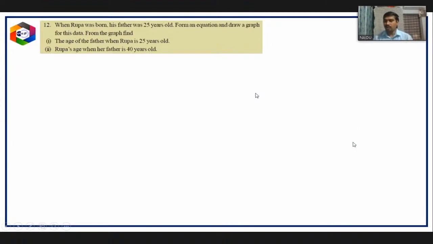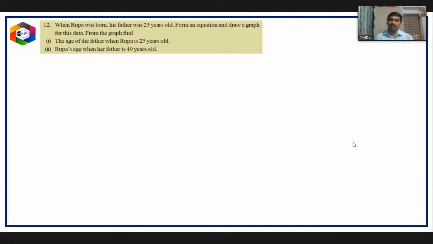The question is: when Rupa was born, her father was 25 years old. Form an equation and draw the graph for this data. From the graph, find the age of the father when Rupa is 25 years old, and Rupa's age when her father is 40 years old. Two more questions are asked. These two answers should be given based on the graph, children.